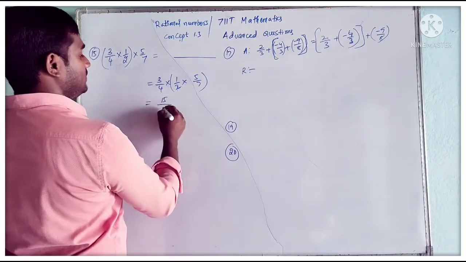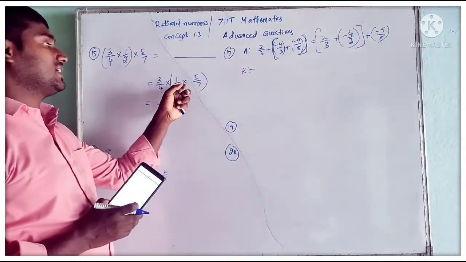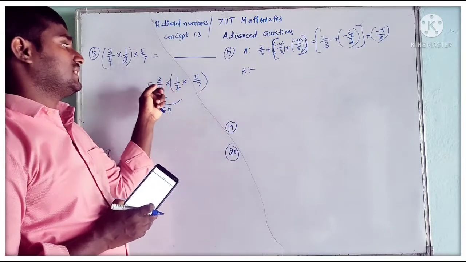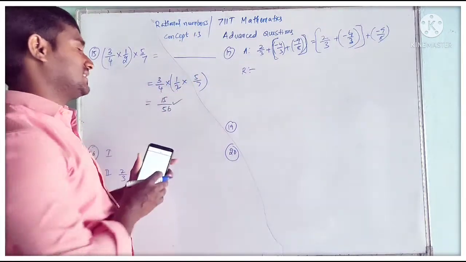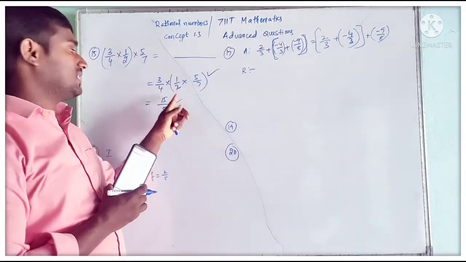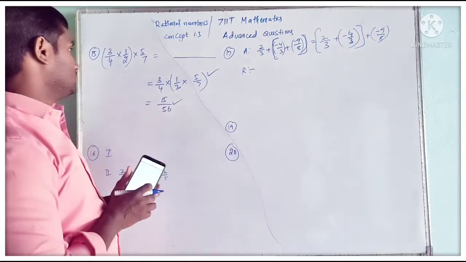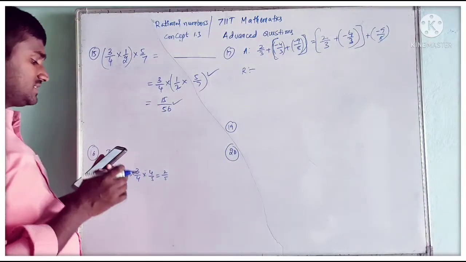8 into 7, 56. So this option is also correct. According to the associative property of rational numbers under multiplication, this is correct. And if you multiply, this will also come out correct. Okay, so next, coming to the 16th question, statement 1.